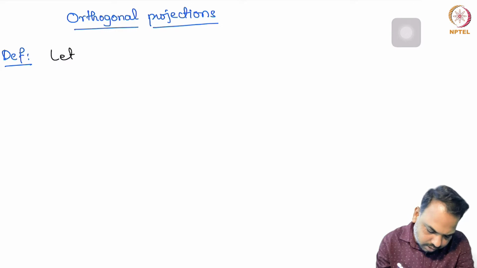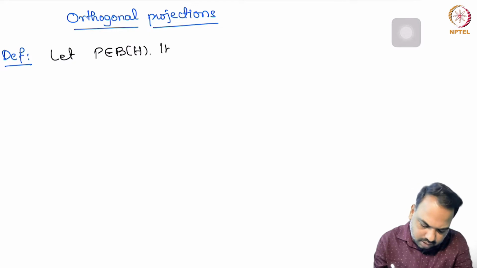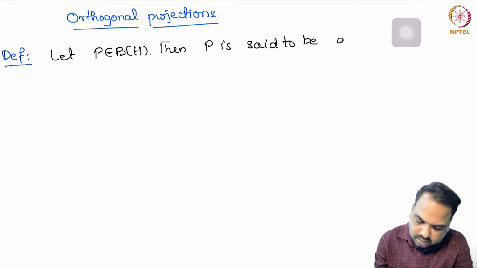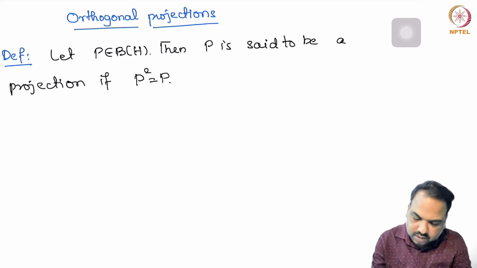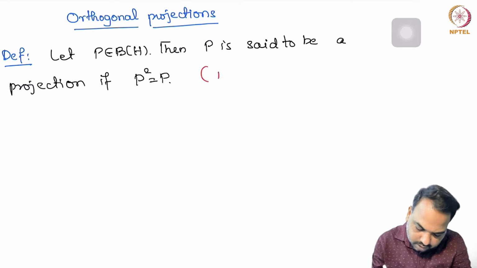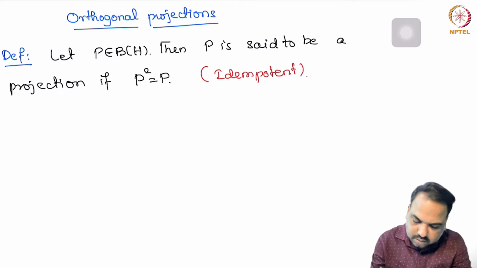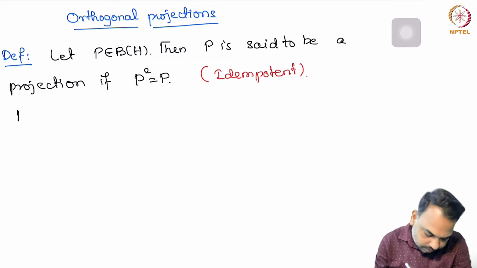Let P be a bounded linear map defined on H. Then P is said to be a projection if P square equals P. So this is also known as an idempotent. Okay, so let us look at a simple example.